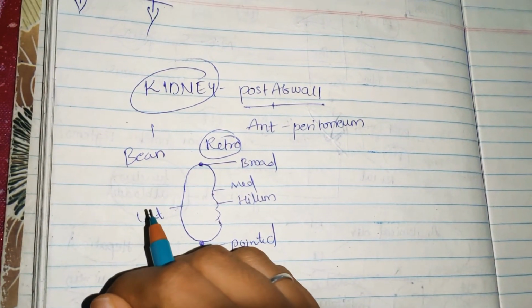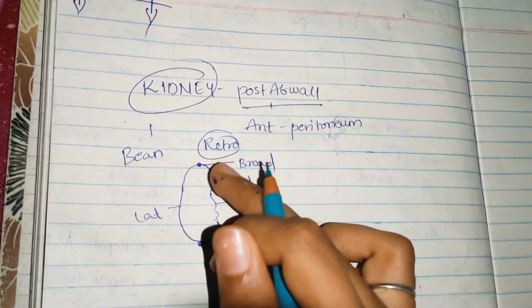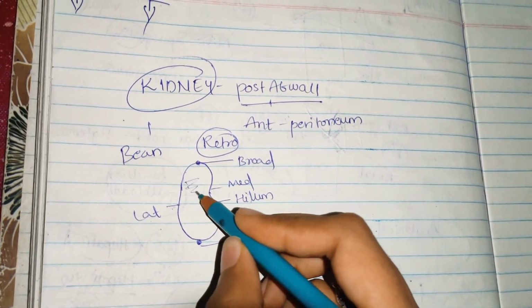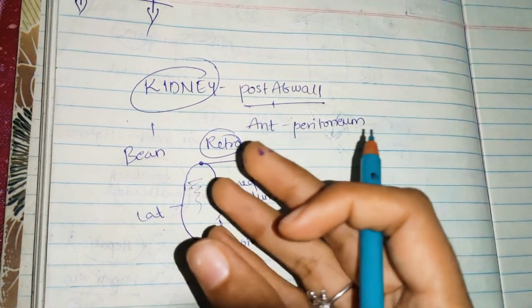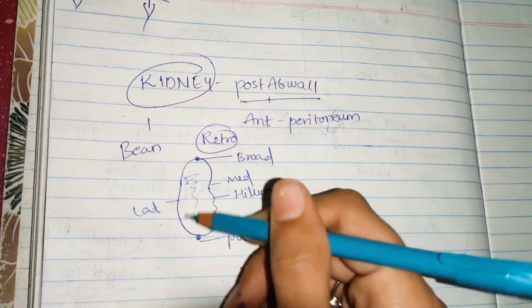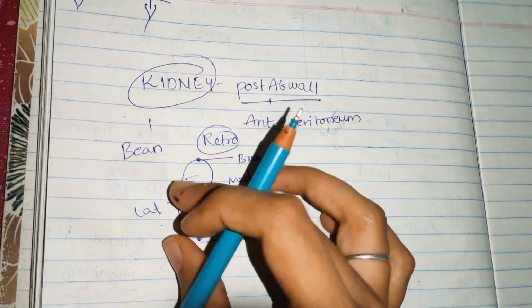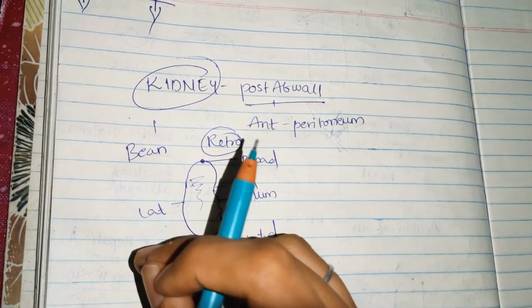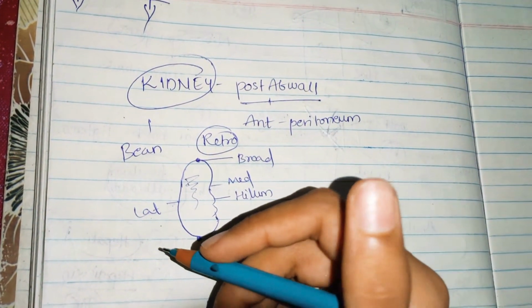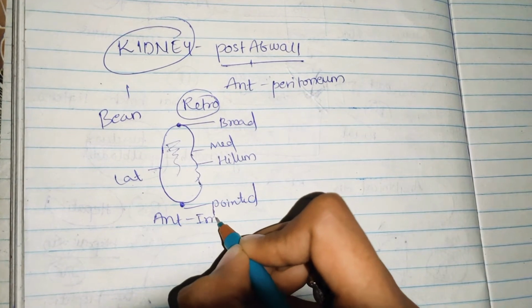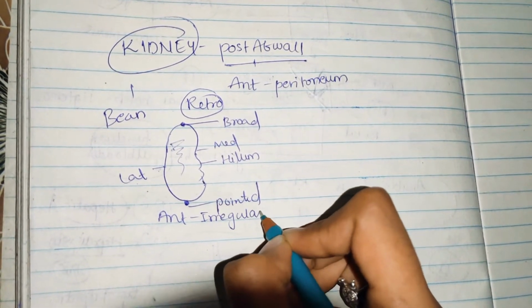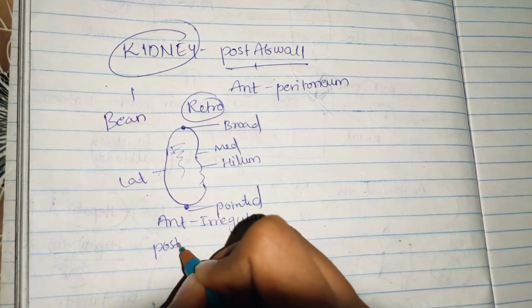Now coming to the surfaces, the anterior surface is irregular. Why is it irregular? Because many organs are attached here. Whereas the posterior surface is flat. So let us write that point: anterior surface is irregular, posterior surface is flat.